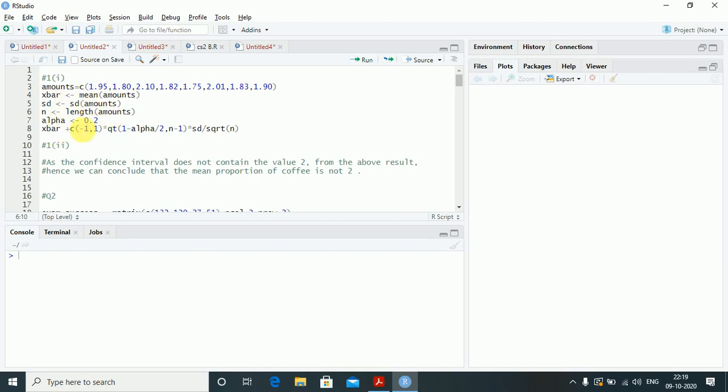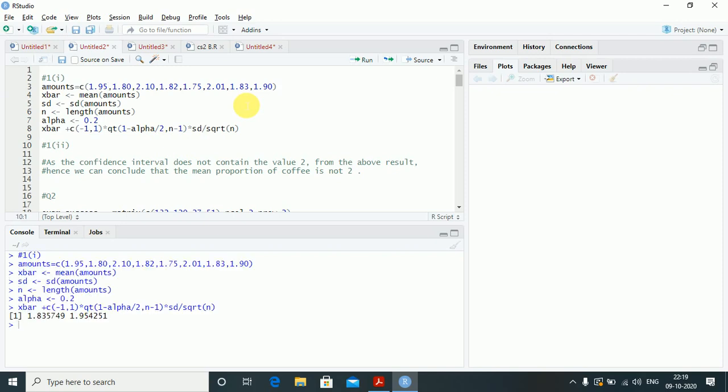So first x bar is the mean of amounts, sd is the sd of amounts which is a direct function, n is the length of the amounts, alpha is 0.2, since you have been told to calculate an 80% confidence interval. So x bar plus c(-1, 1) times qt(1 - alpha/2, n - 1) times sd/sqrt(n). So this is direct. If I run the code, this is the answer.